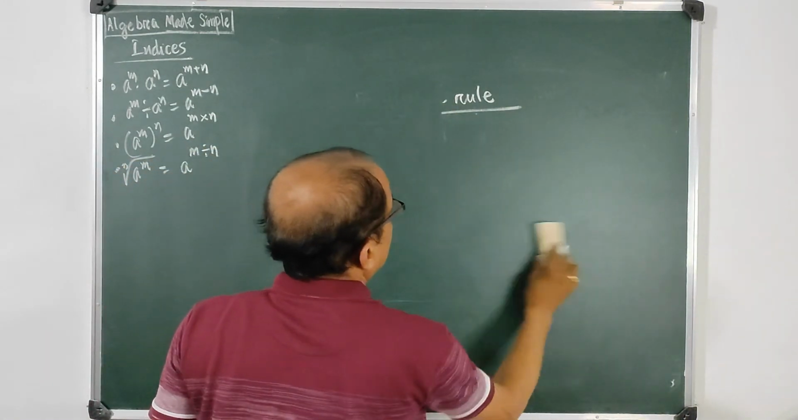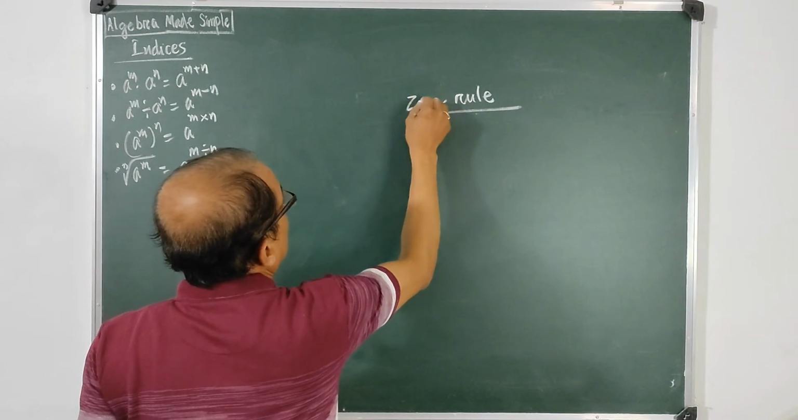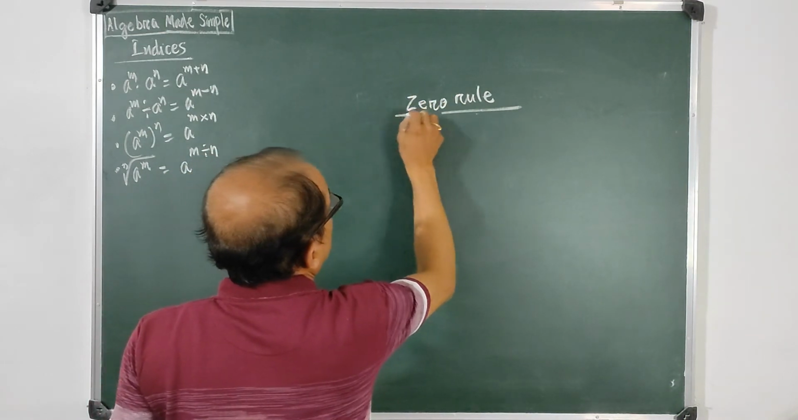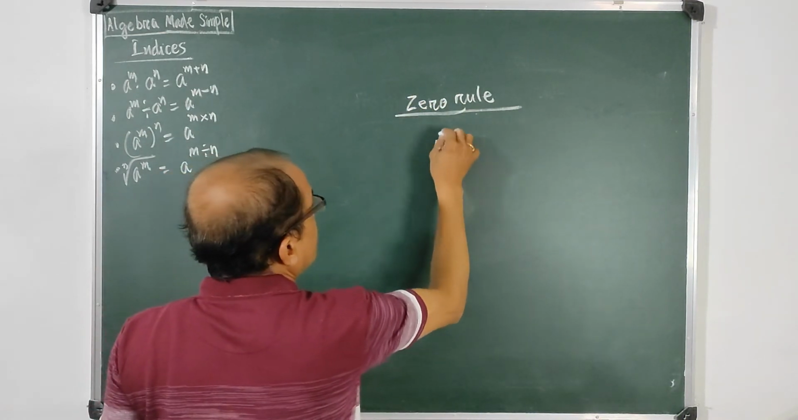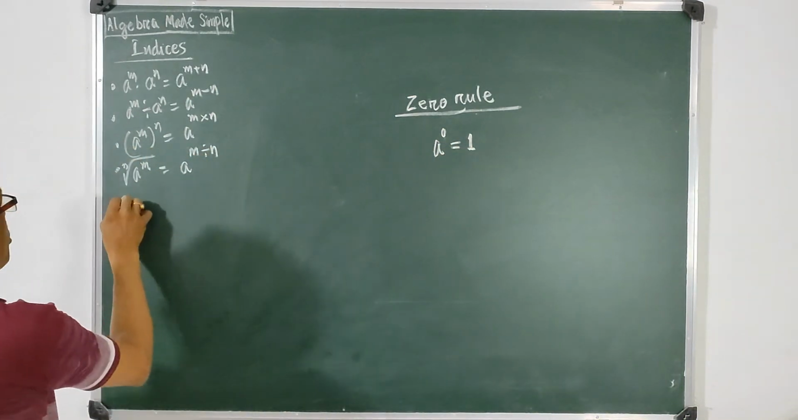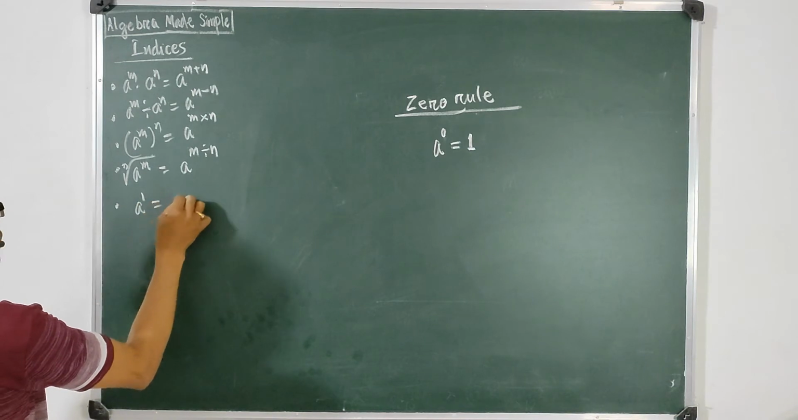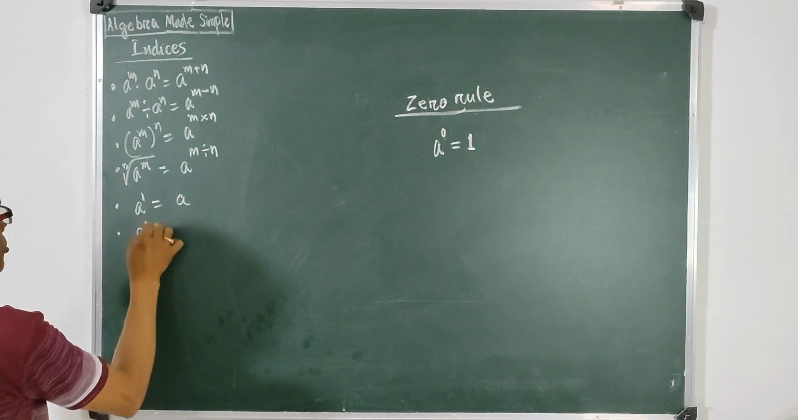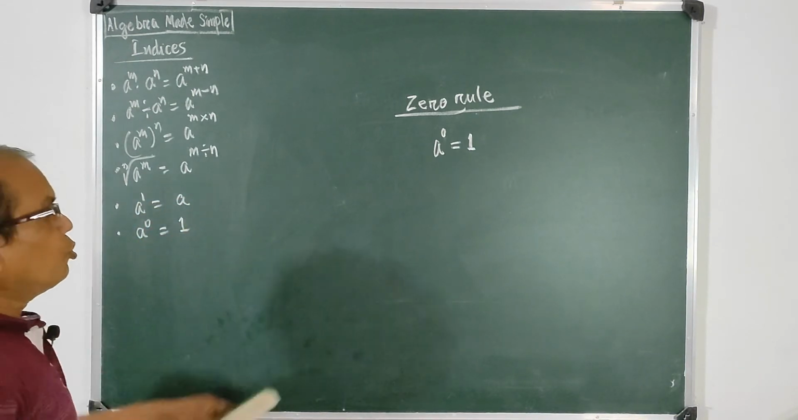Next comes the zero rule. Anything to the power 0 will be equal to 1. We must remember only these things, and if you want I can prove it.